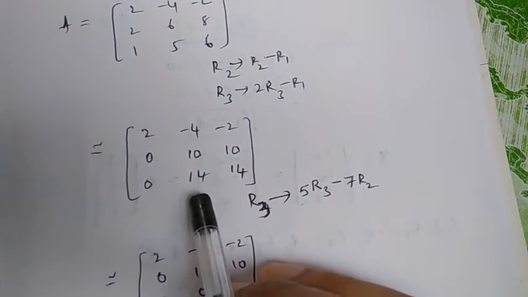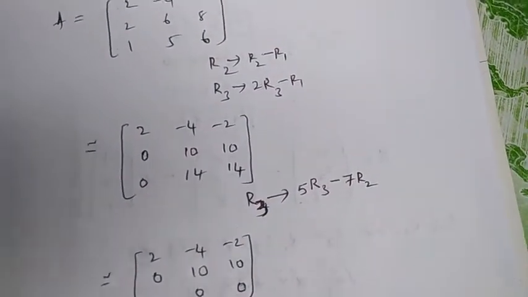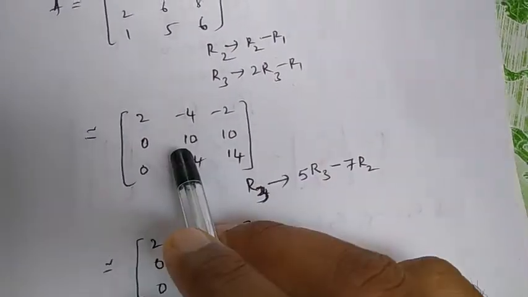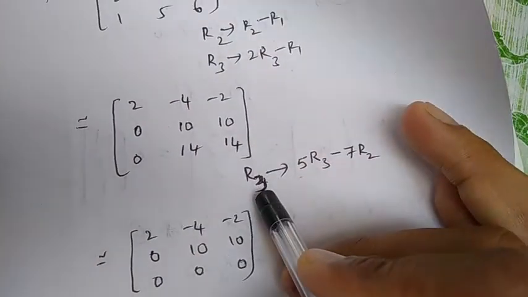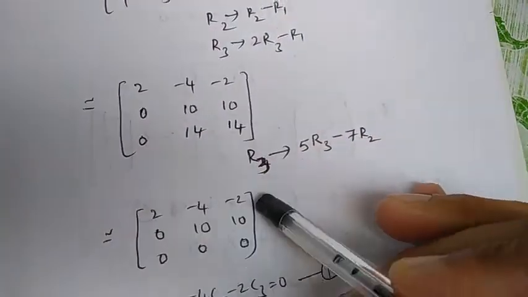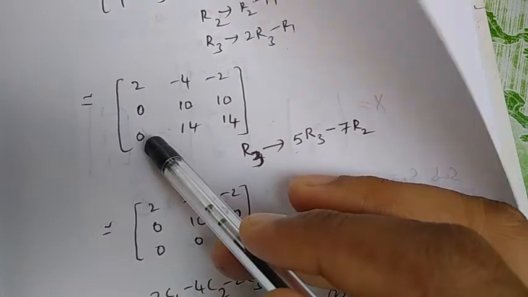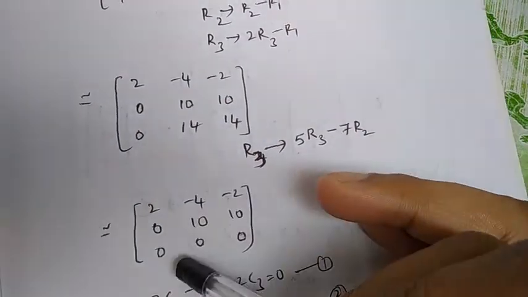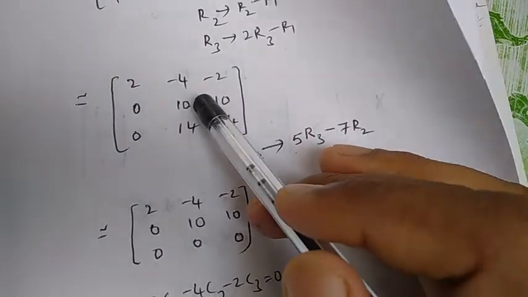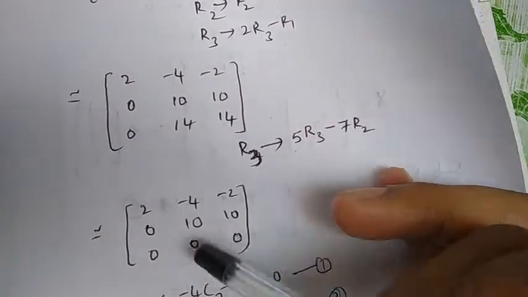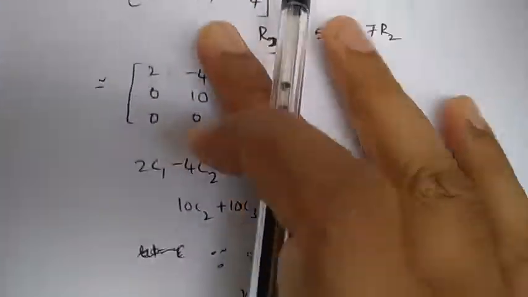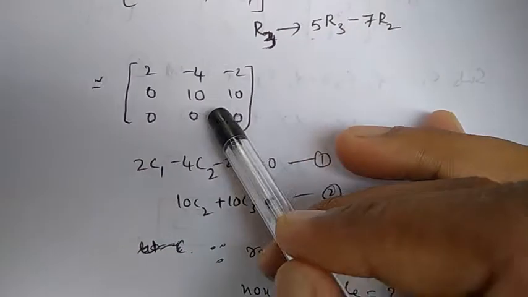Now R3 changes to, multiply with 5. 14 5s are 70, and 7 10s are 70. Now R3 changes to 5 R3 minus 7 R2. The first row and second row are the same. In the third row, 5 into 0 minus 7 into 0 is 0. Next, 14 5s are 70 minus 7 10s are 70, 70 minus 70 is 0. Similarly here 70 minus 70 is 0. Now we have the echelon form.